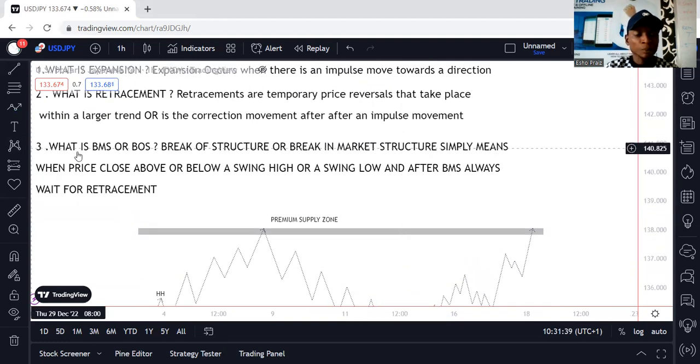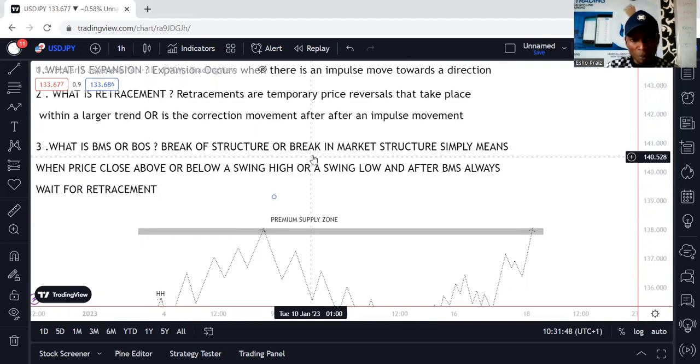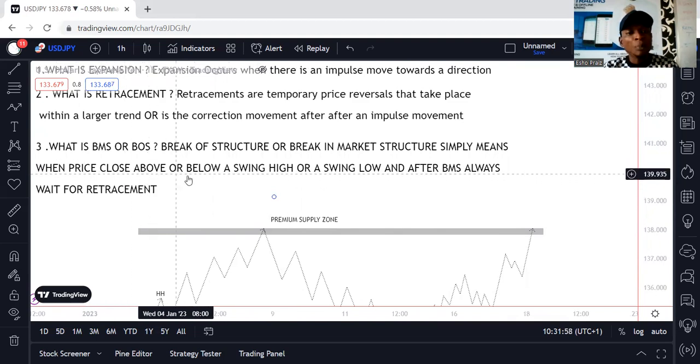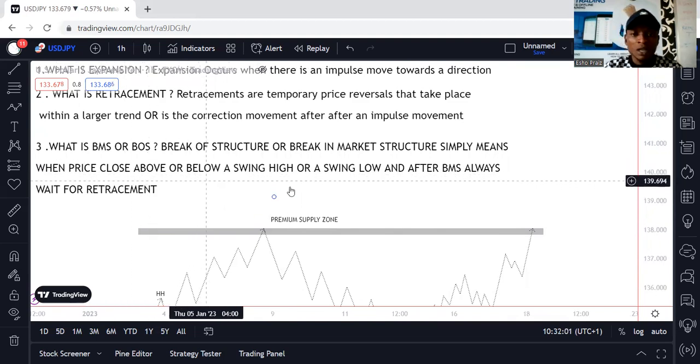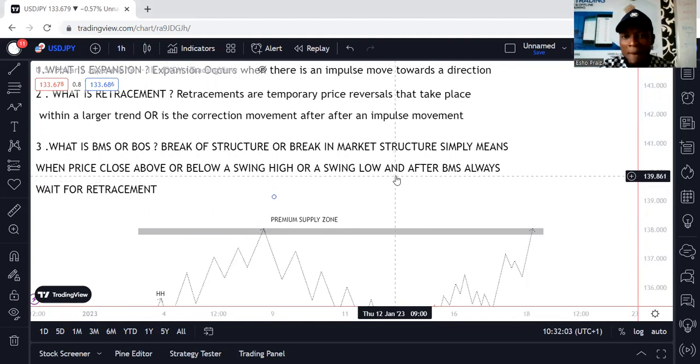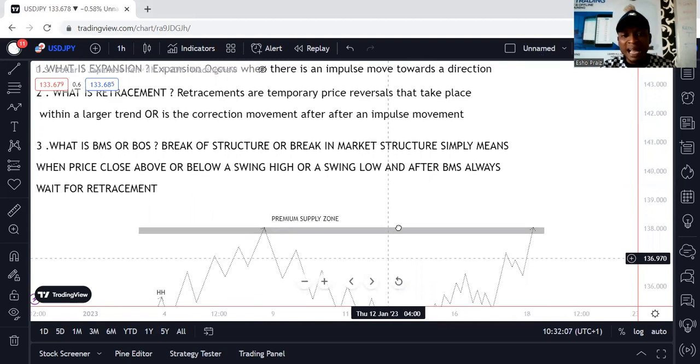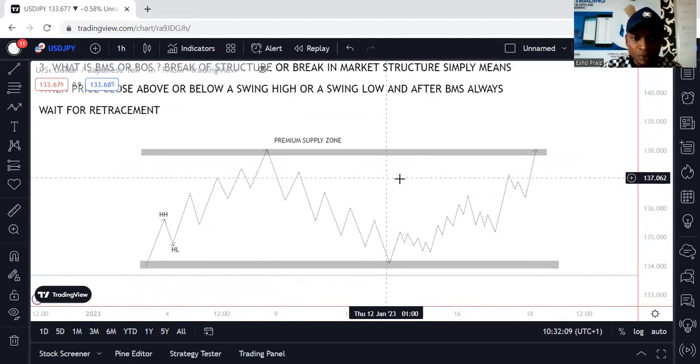We have BMS. What is BMS or BOS? Break of structure, which is BOS, or break in market structure, which is BMS, simply means when price closes above or below a swing high or a swing low, and after BMS, always wait for what? For retracement. So this is exactly what they are saying now.